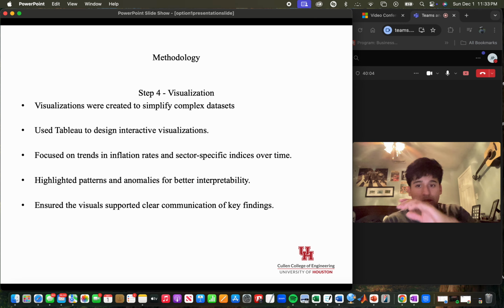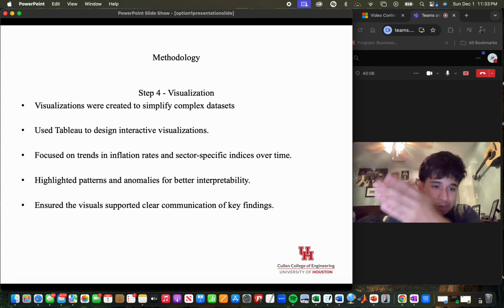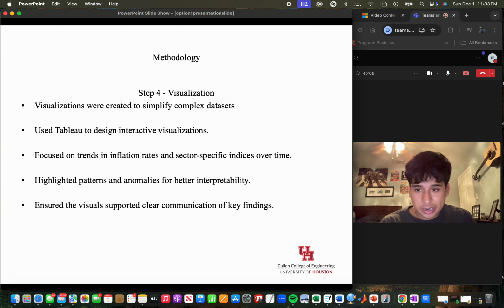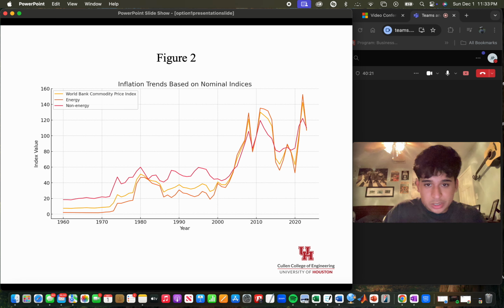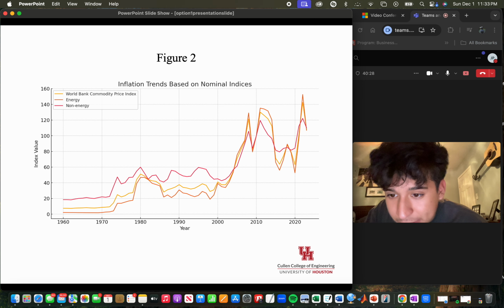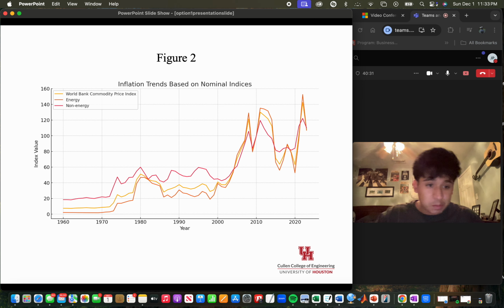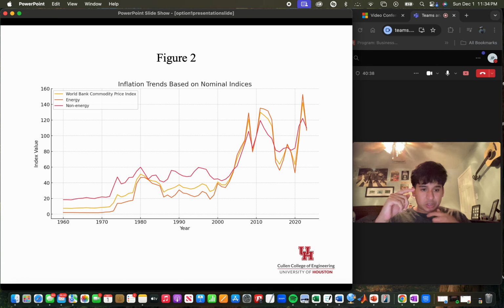So step 4, we had to visualize the data, the bar chart that we did in Tableau. We had to highlight the patterns and the anomalies. We had to ensure that the Excel sheet that we had, we could turn into something clear that we can communicate. So here is the Tableau that we created. As you can see, we have energy and non-energy. Non-energy is at the top and energy is at the bottom, but they impact the commodity price index. The price index is in the middle. If one of them goes up, the other one also goes up.